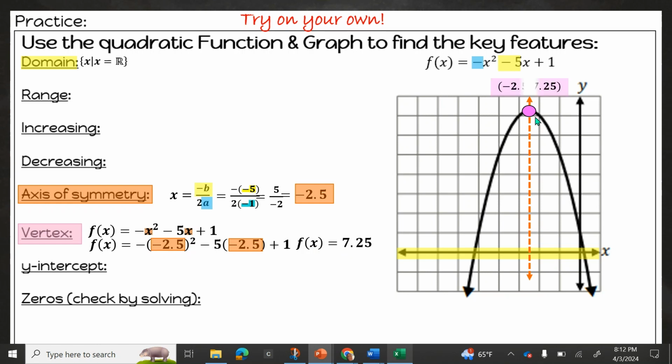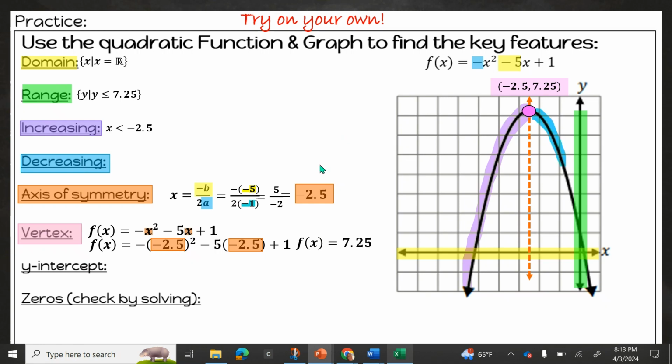So now we know that the vertex of this function is (-2.5, 7.25). So we can now determine our range of this function, which is any y value that is less than or equal to 7.25. This function is increasing from left to right here on the left side. So that's when x is less than negative 2.5. And it is decreasing when my x values are greater than negative 2.5.